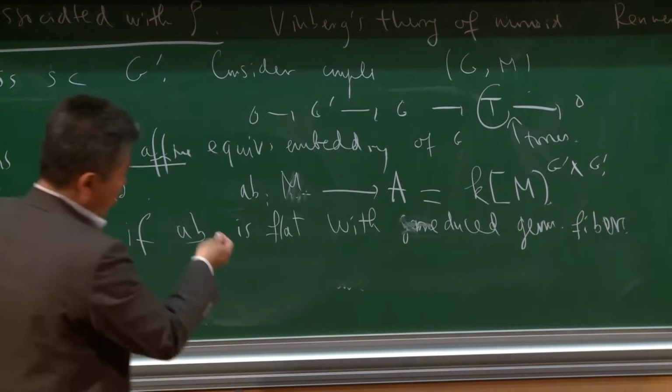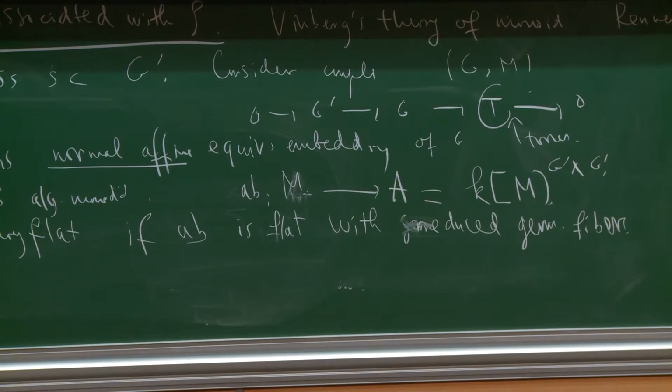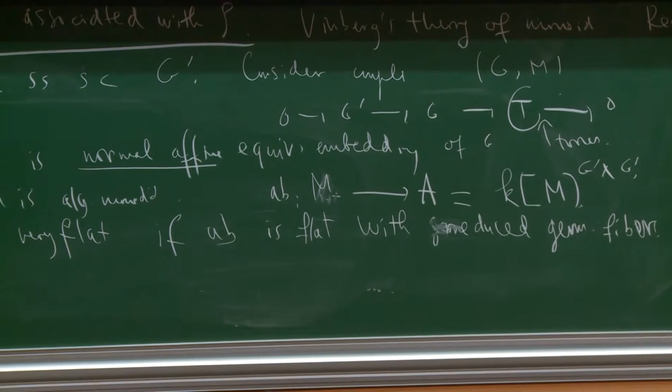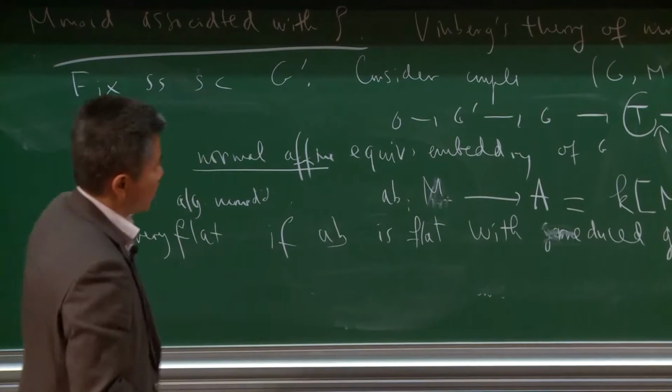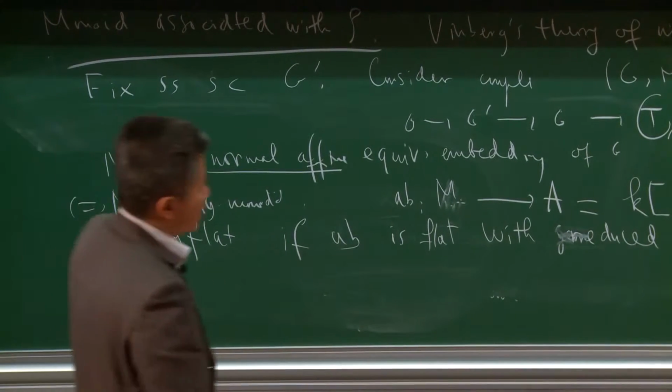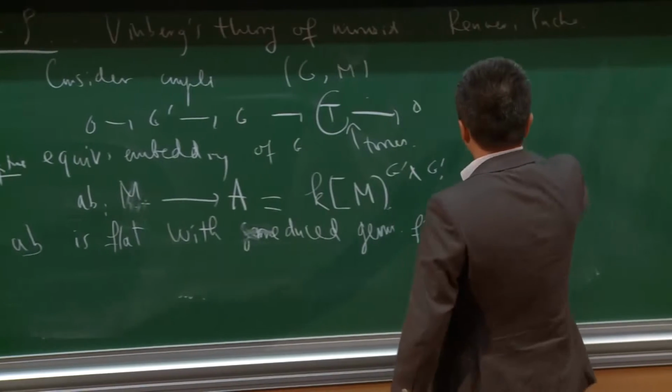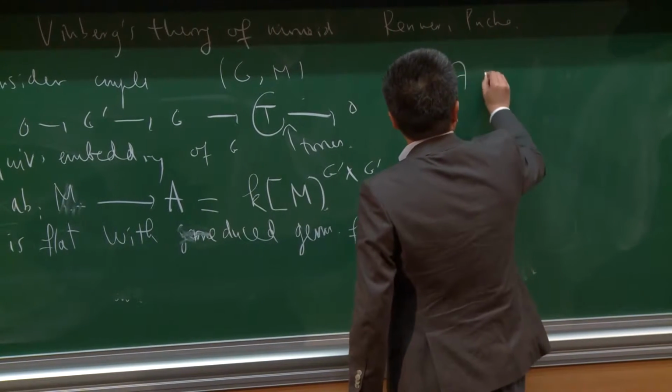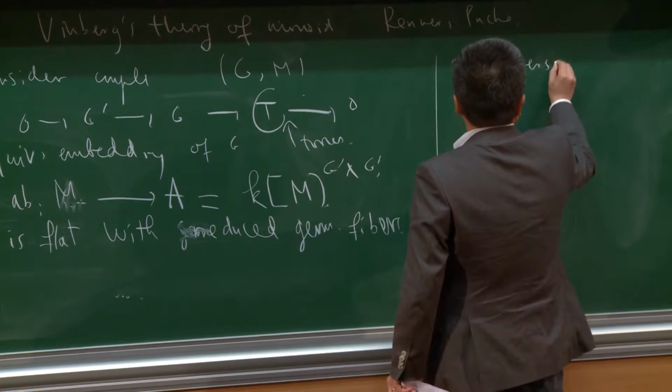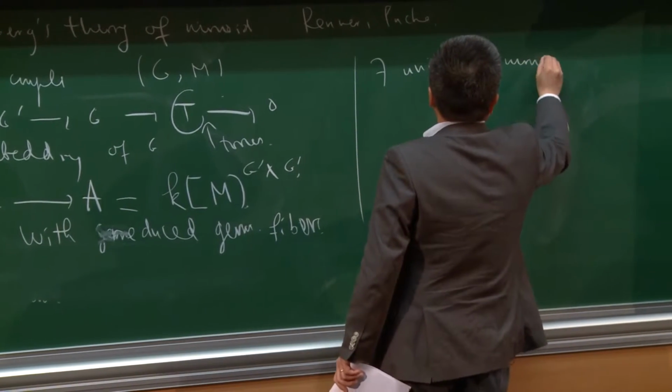And we restrict ourselves in this setting to assume this; you only look at monoids for which abelianization is very flat. And in this case, Vinberg proved that there is a universal monoid.